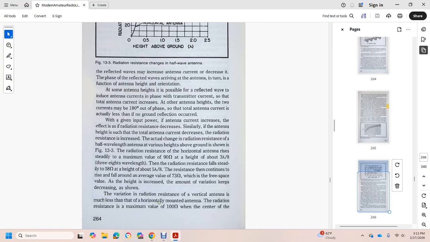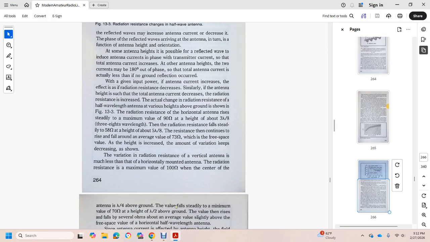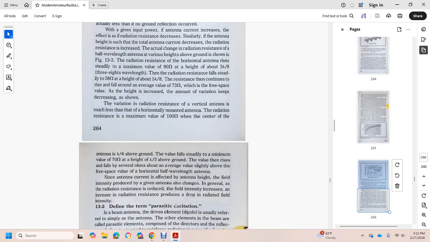A vertical antenna shows much less variation than a horizontally mounted antenna. The radiation resistance is a maximum of about 100 ohms at the center of the antenna, at a quarter wavelength above ground it is a maximum of about 70 ohms, and at half a wavelength above the ground the value rises again. The average value is slightly above the free space value for a horizontal half-wavelength antenna.